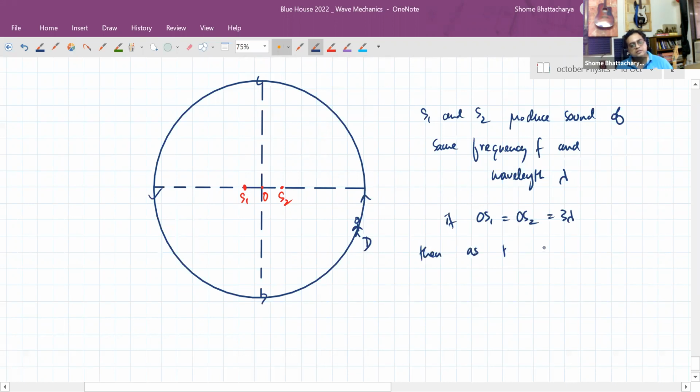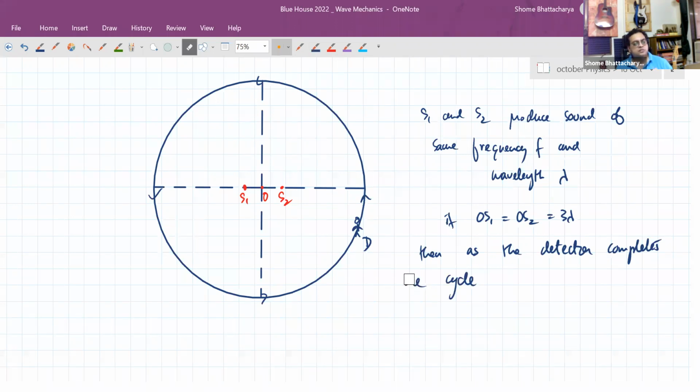as the detector completes one cycle of the circular path, you have to find out how many positions it will experience constructive interference and how many positions destructive interference.